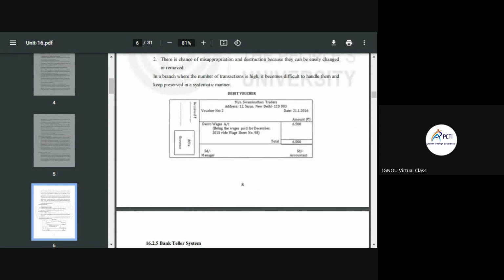Here we have the debit voucher. Basically, it shows the received amount and the affixed revenue stamp. Second thing, in the name of, for example, Swaminathan Traders, and we have the address, date, voucher number. In this particular thing we have the wages, so we will show the amount accordingly, and in the bottom side we need to get it signed by the accountant.